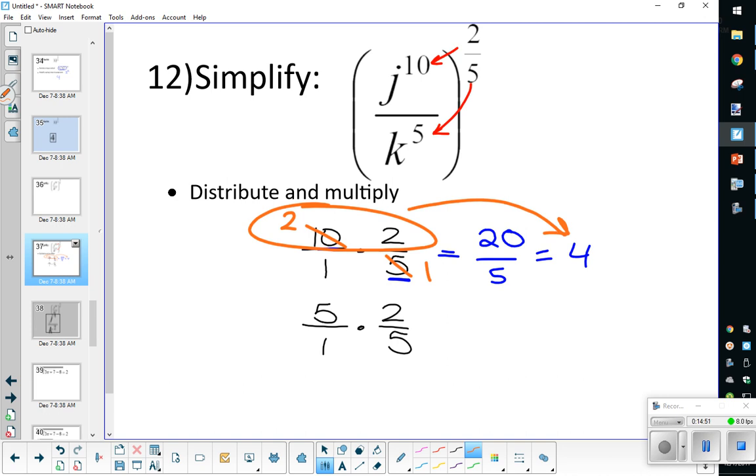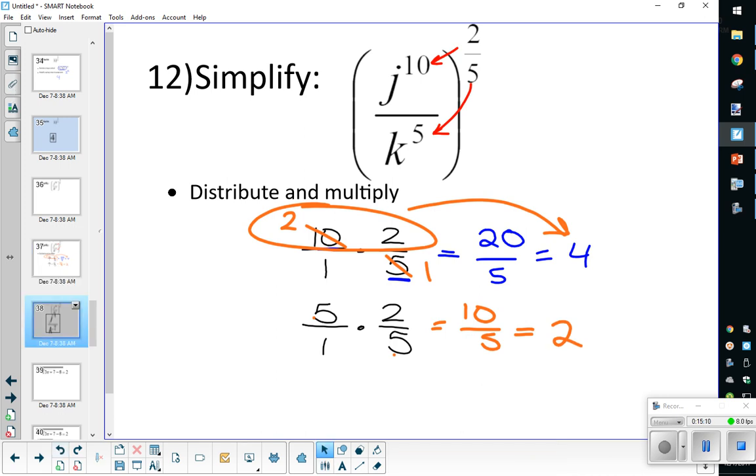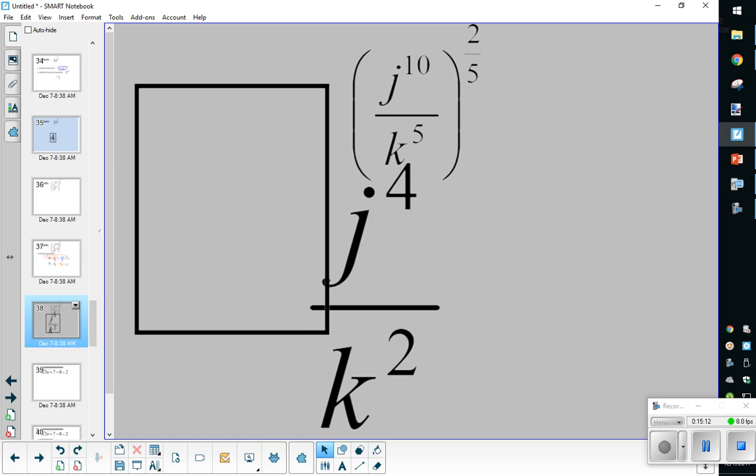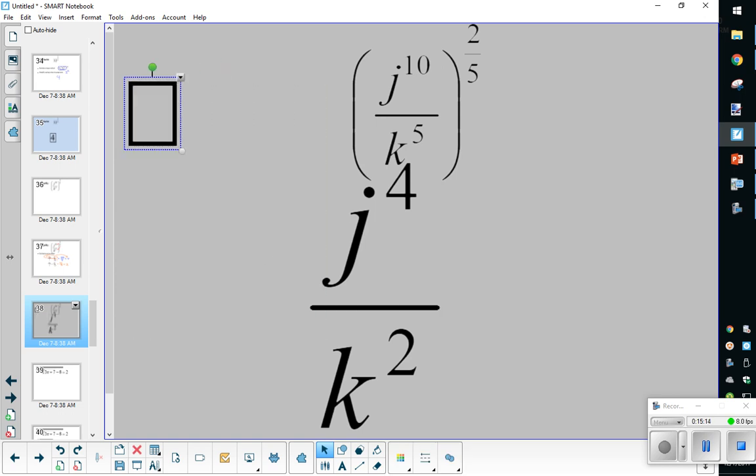If I did the same thing on the bottom, I've got this 5 and that 5. They're really going to cancel. My answer is just going to be a 2. If you don't like doing that, you can multiply straight across. 5 times 2 is 10. 5 times 1 is 5. Hey, guess what? It still gets you 2. Doesn't matter which way you get there, but get there in the end. My final answer here is going to be j to the 4th over k squared. That's what I got when I reduced, a 4 on top and a 2 on bottom.